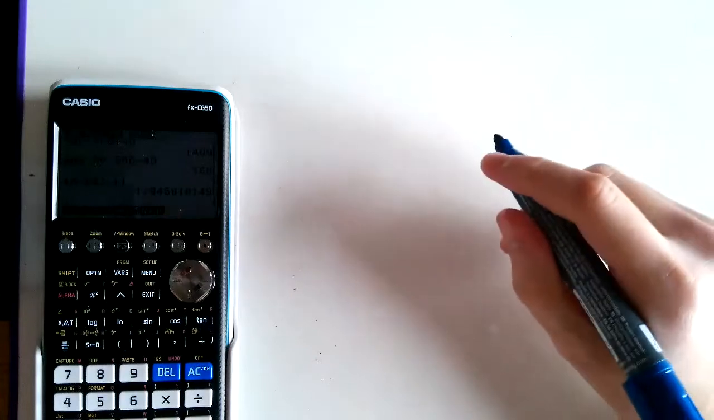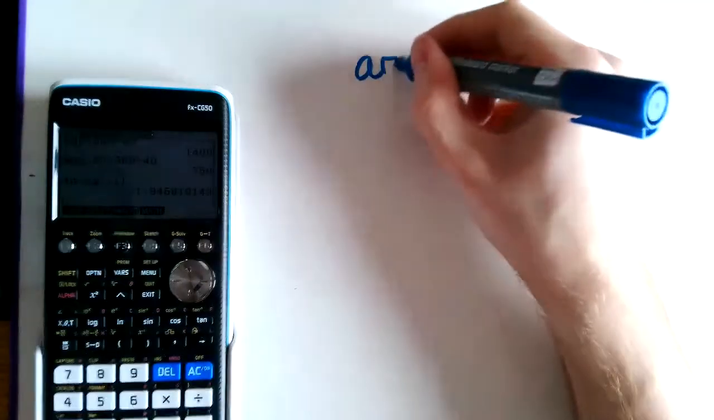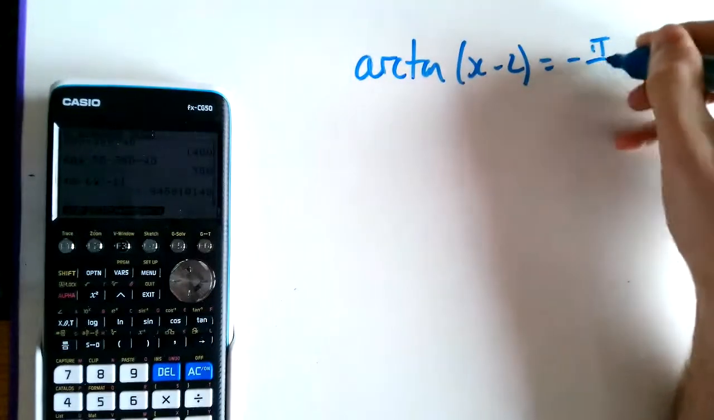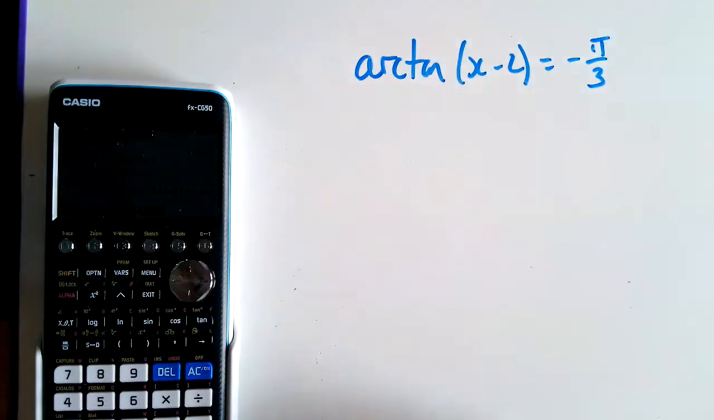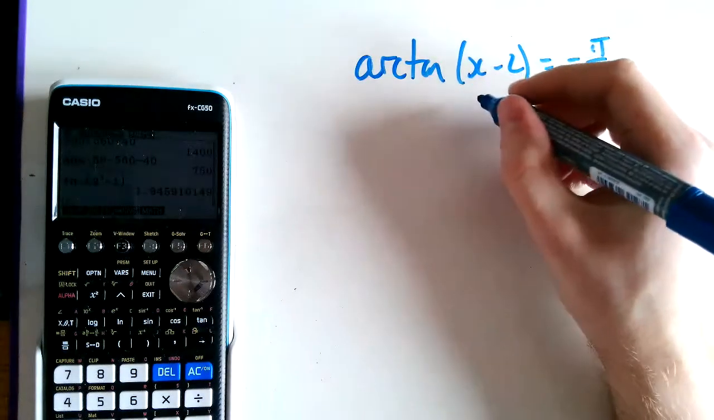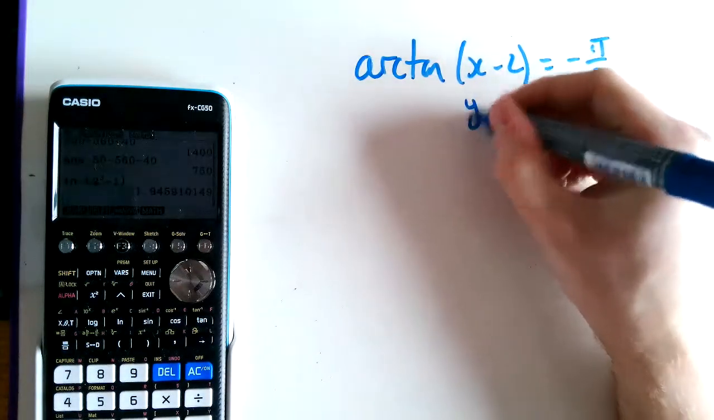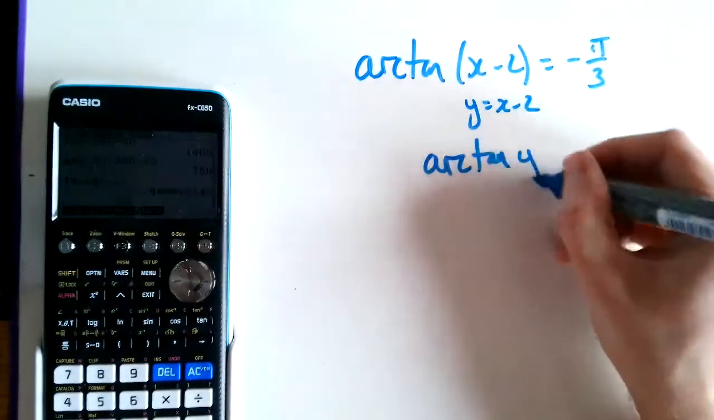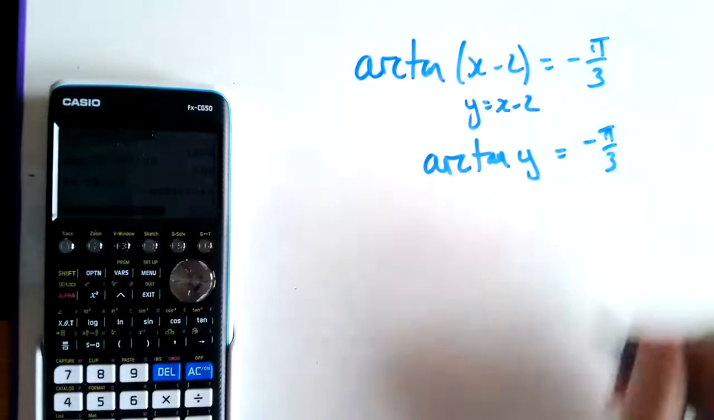Okay, next one, another exact one. So we have arctan of x minus 2 equals minus pi over 3. And we need to work out what x is. Well, I'm going to do something which might help. I'm going to call this bit y. So I have arctan y is minus pi over 3.